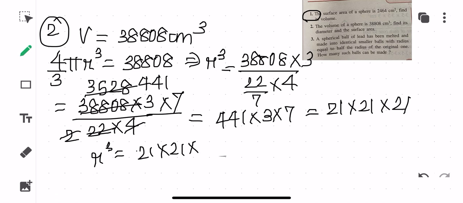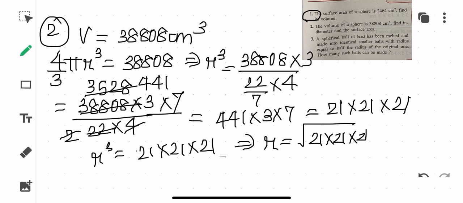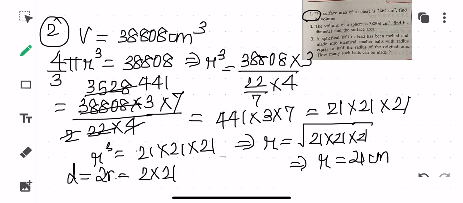You need not multiply this out. So this implies that r will be equal to the cube root of 21 into 21 into 21. Just don't calculate, children, that is not needed. So this is coming out to be equal to 21 centimeter. So you have calculated r. So how much will be the diameter, children? Diameter will be equal to 2r, which is equal to 2 into 21, which is equal to 42. So this is equal to 42 centimeter.